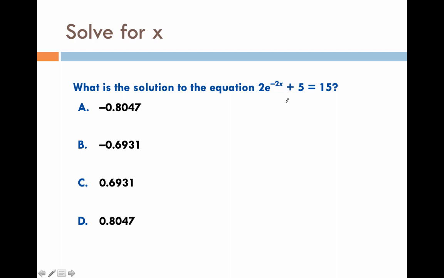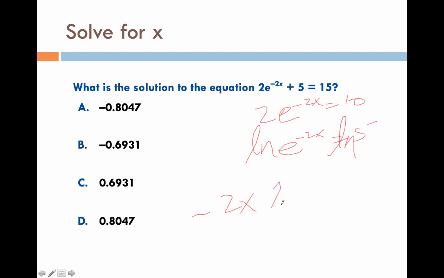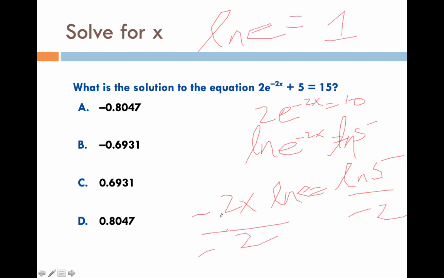I would subtract 5 from both sides and divide by 2 on both sides. And now again, you could write in ln form, or you can take the ln of both sides. So anytime you have an e, you're just going to be dealing with natural logs. Ln of e is equal to 1. Don't forget that. That's going to come up a lot in your math career, specifically if you're going to go on at all. So now I get x equals whatever ln 5 divided by negative 2 is, and I get negative 0.8047. There you go.